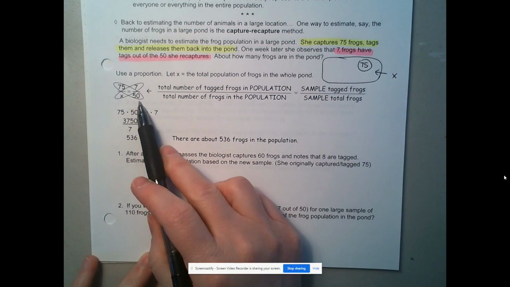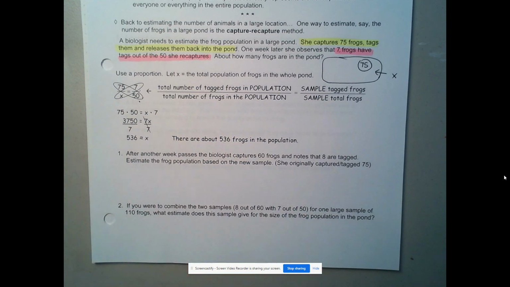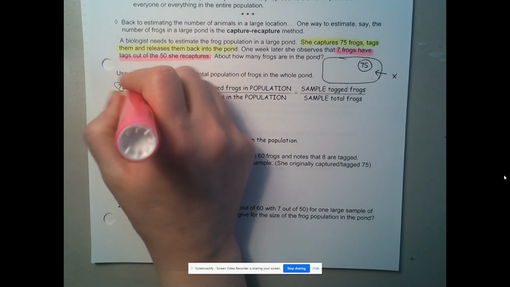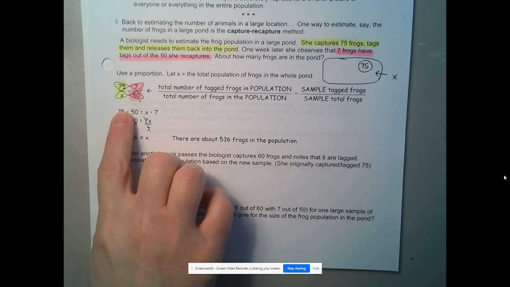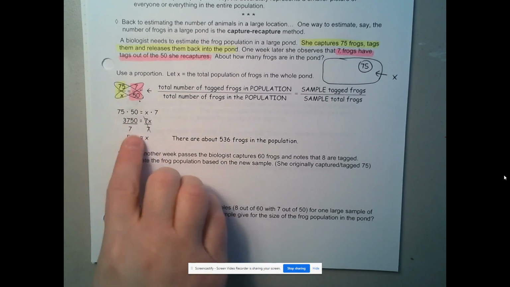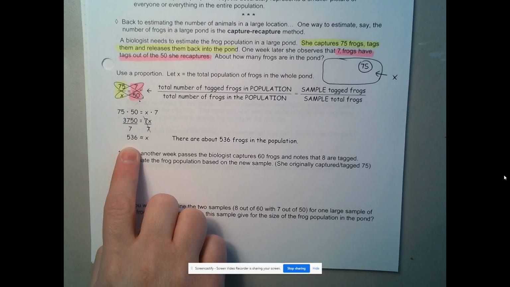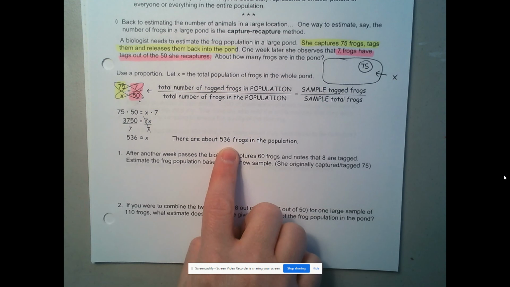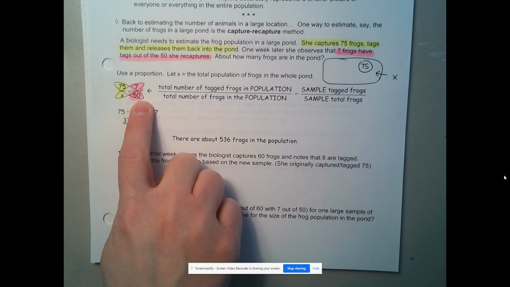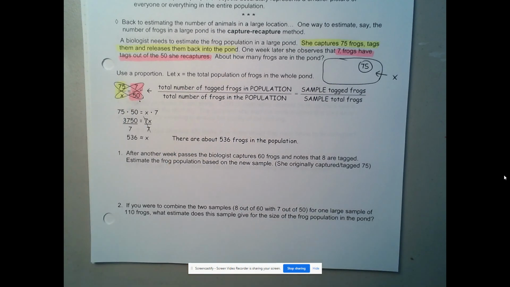Then we're going to take a second sample on another day, and we found that 7 out of 50 had tags. That's its own fraction. So the sample was 75 out of some unknown total population. And then the second one was 7 out of 50. So we can make a prediction. We can cross multiply 7 times X and 75 times 50 and get that X is approximately 536. So we would say we tagged 75 and we're predicting we think there's 536 in the population because that's the same ratio as our second sample, which was 7 out of 50.